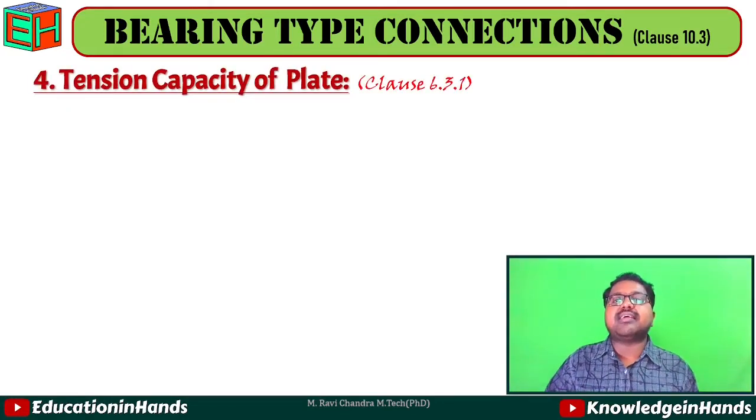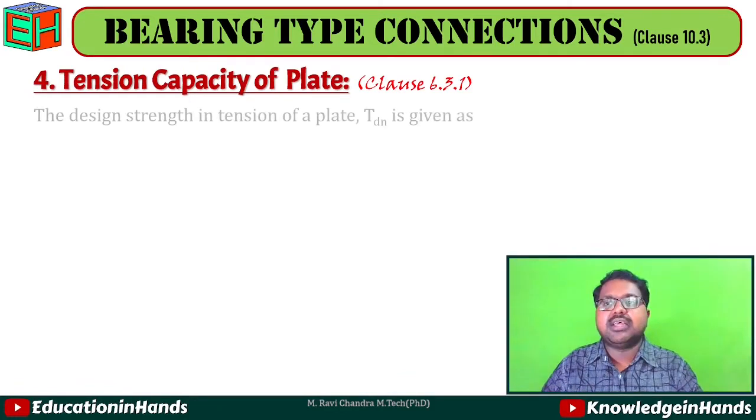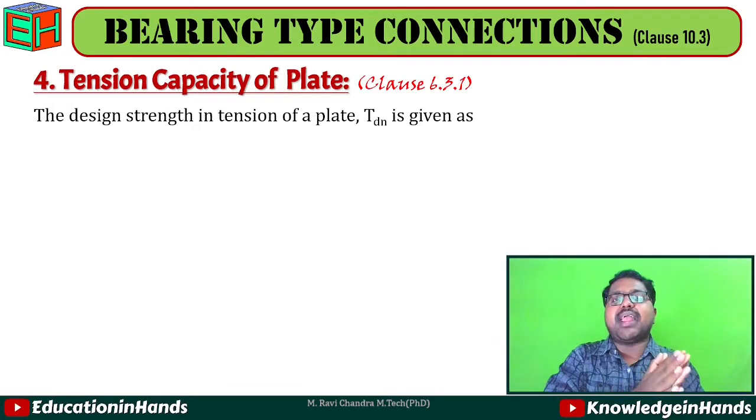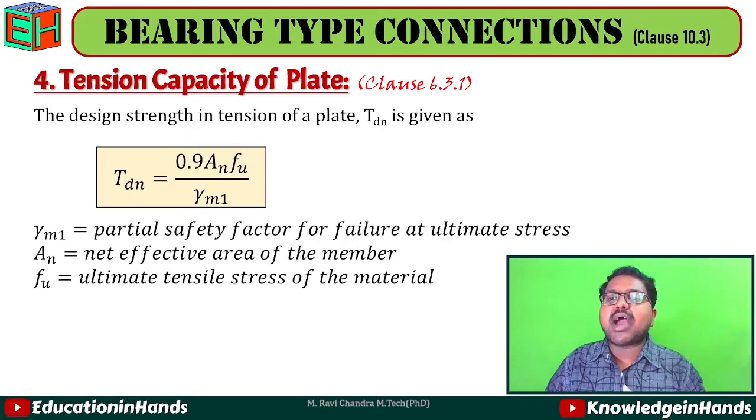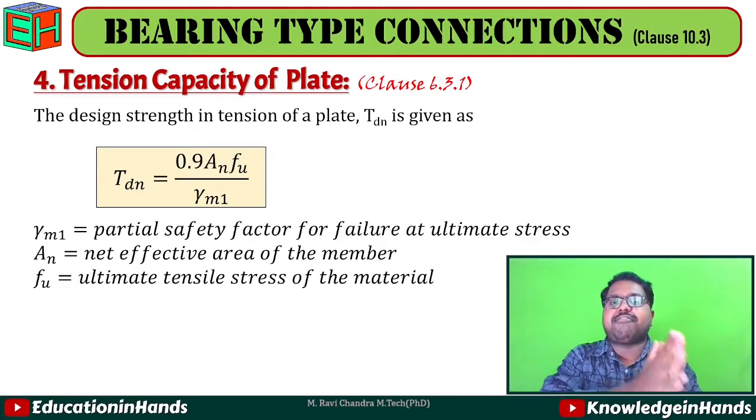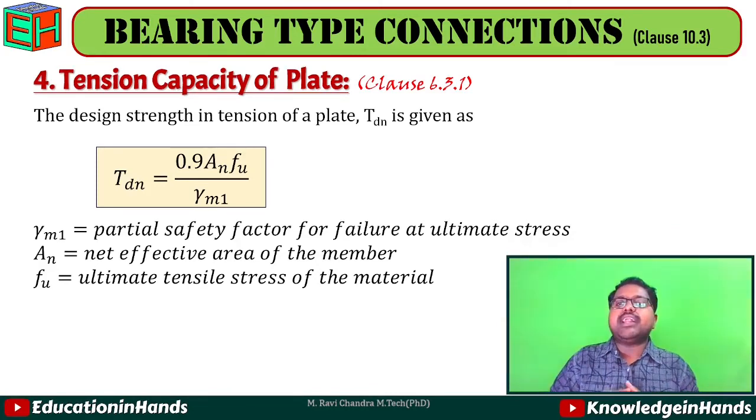Then the fourth one is tension capacity of the plate. It is given in clause 6.3.1. The design strength in tension of the plate, TDN, is given as 0.9 AN Fu by gamma M1. Here, gamma M1 is the partial safety factor for failure at ultimate stress, AN is the net effective area of the member, and Fu is the ultimate tensile stress of the material. So we need to calculate this TDN for the tension capacity of the plate.